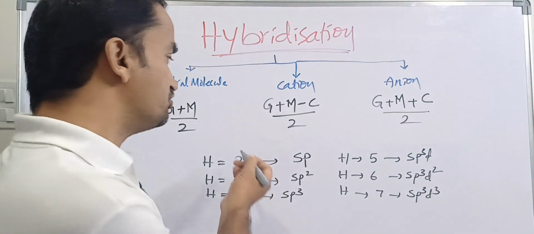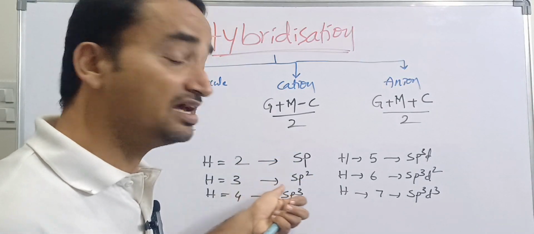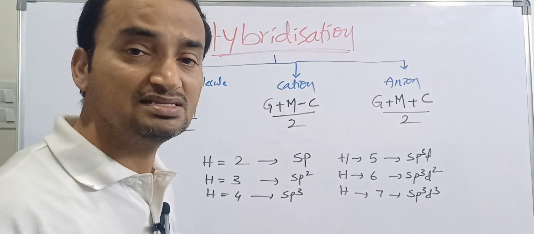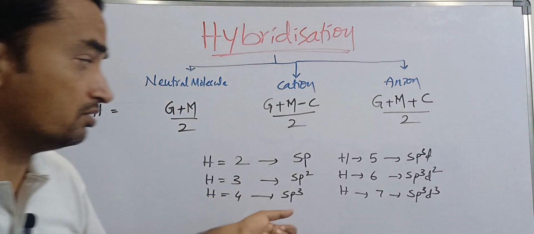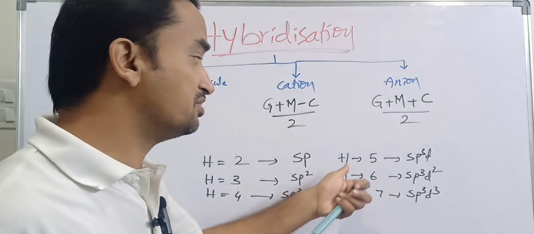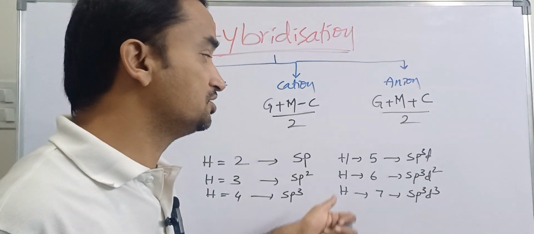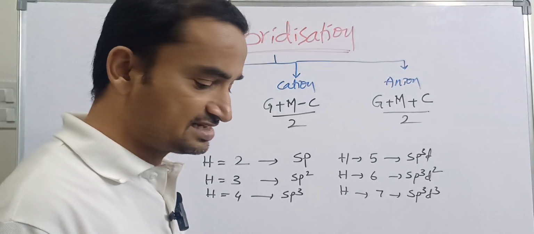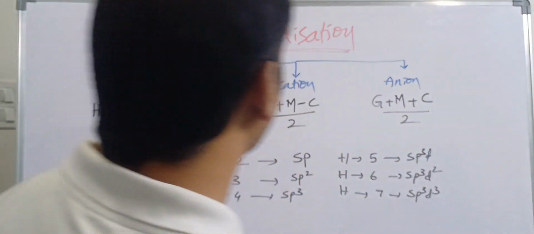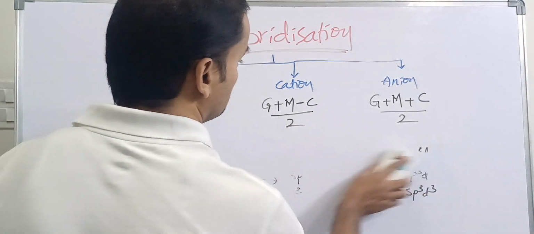Divided by 2. If the H value is 2, the hybridization of the central atom is sp. If the H value is 3, the hybridization of the central atom is sp2. If you are getting 4, the hybridization is sp3. H value 5, sp3d. H value 6, sp3d2. H value 7, sp3d3. Now we will see this one with examples.